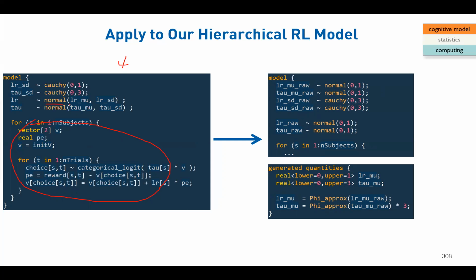So originally we have this, right? Recall that we have this and this. But now we have unit normal here, so that it's easier for the sampler to sample from everything. And then the result will look much better.